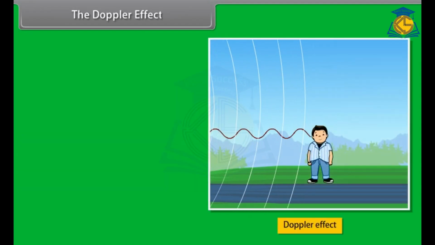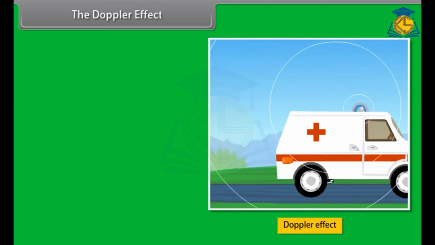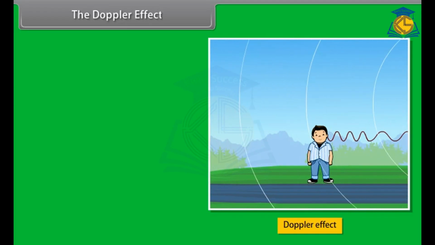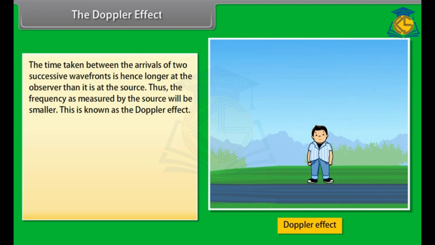The Doppler effect. Consider when there is a medium and the source moves away from the observer, then later wavefronts have to travel a greater distance to reach the observer. The time taken between the arrivals of two successive wavefronts is hence longer at the observer than at the source. Thus, the frequency as measured by the observer will be smaller. This is known as the Doppler effect.